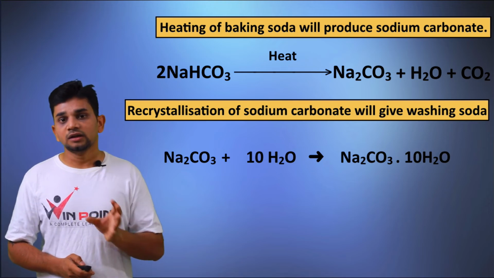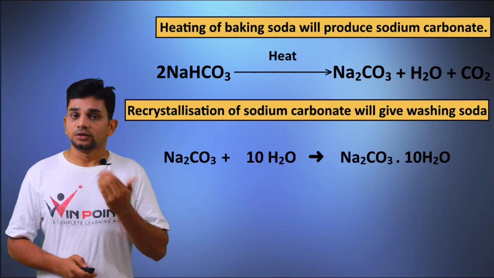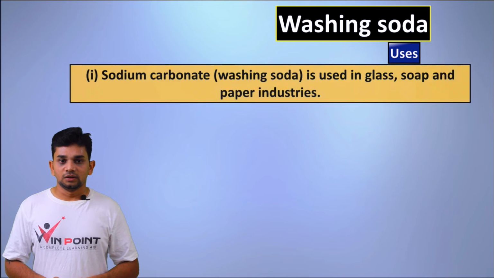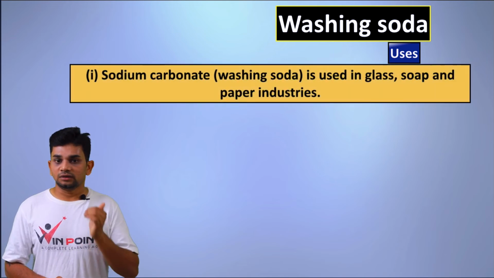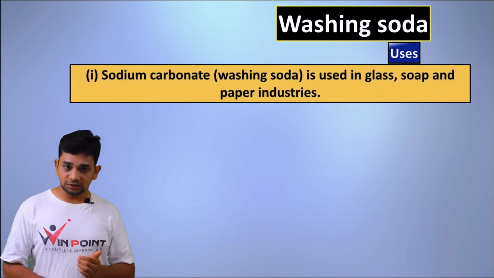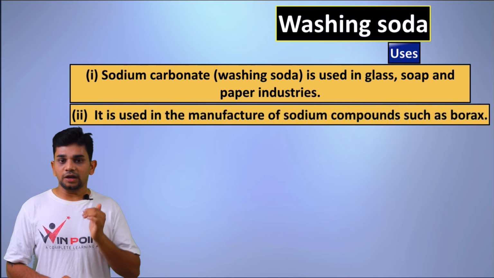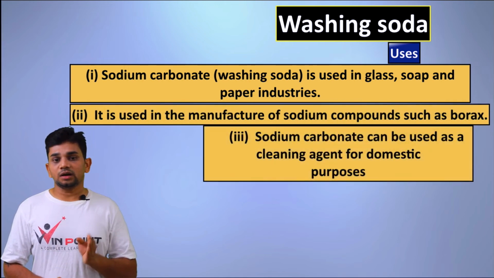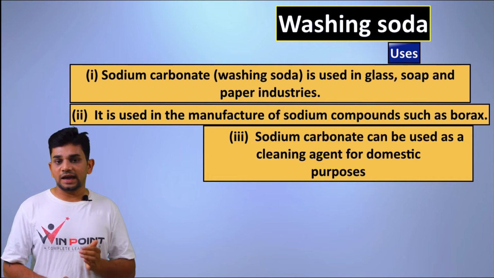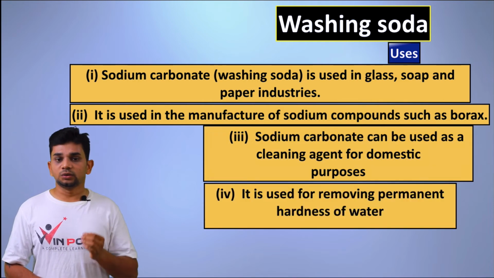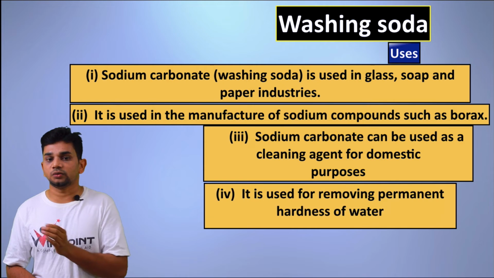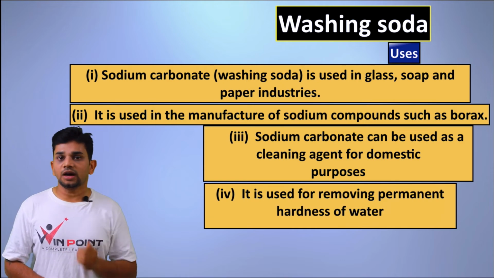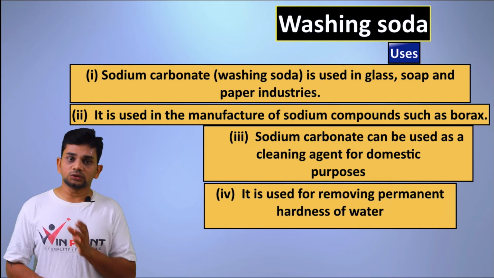The washing soda preparation is done, and next one is uses. What are the uses of washing soda? Sodium carbonate is used in glass, soap and paper industries. It is used in the manufacture of sodium compounds like borax. Sodium carbonate can be used as a cleaning agent for domestic purposes. The last use is that it is used for removing permanent hardness of water. These are the uses of washing soda.